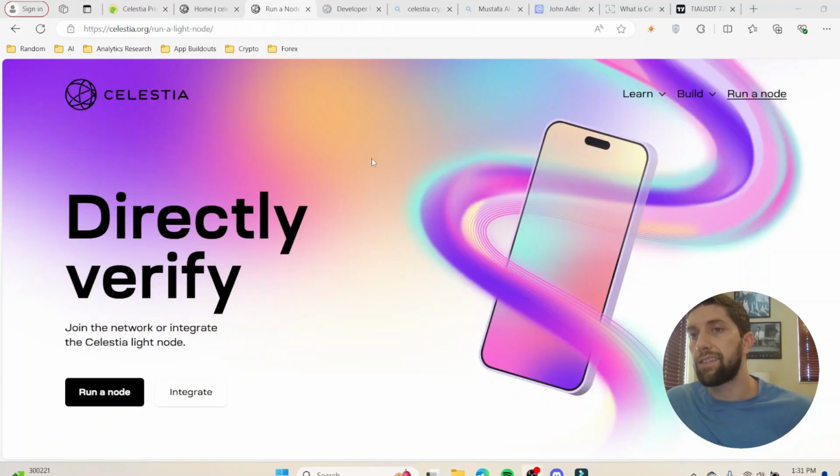So where I think Celestia is going to crush it in the retail market is going to be in these light nodes, where you can get access and create your own node on Celestia with your phone, with your laptop, with a PC, with really any device. Because it's only taking a small sample, it doesn't require a massive piece of machinery to take in that information and be part of the system.